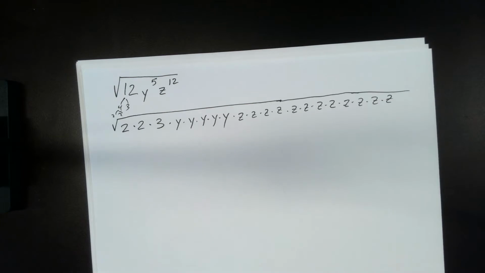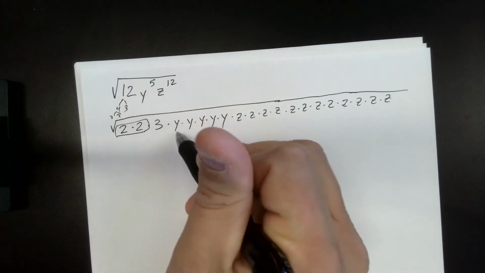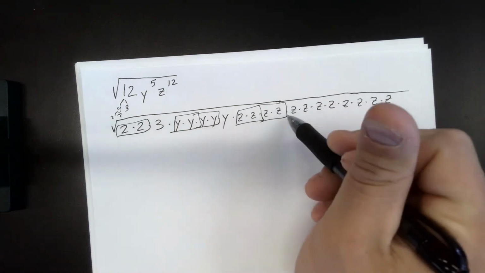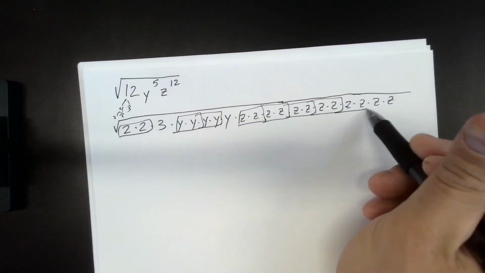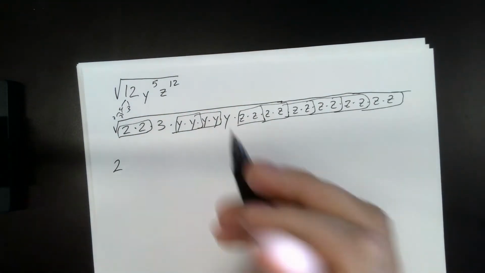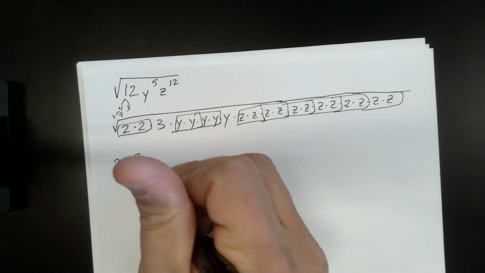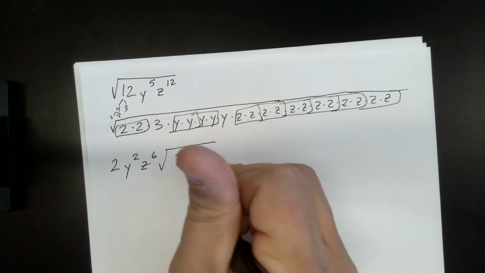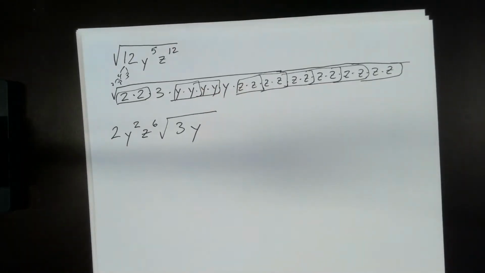Now what we're going to do is look for pairs, right? So we can figure out what we're going to pull out. So we have a pair of 2's. We have 2 pairs of y's. And how many pairs of z's are we going to have? 6 pairs. Good. So on the outside we're going to have a 2, 2 y's, 6 z's, and a 3 and a y left over underneath. Whatever you didn't have circled, right?